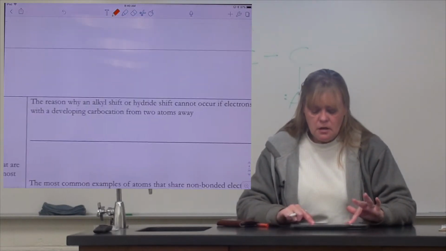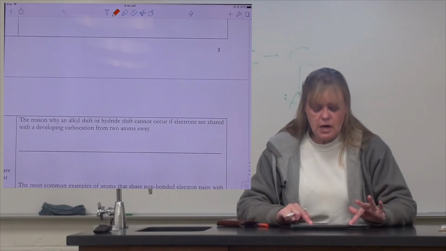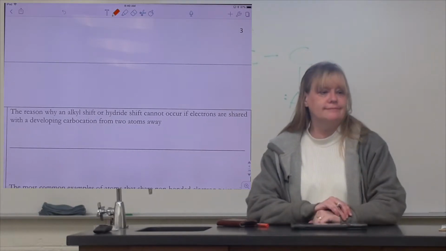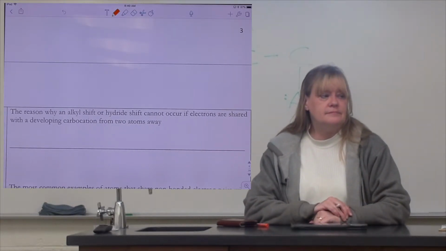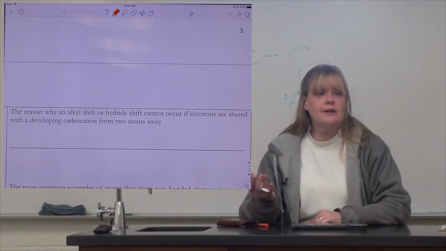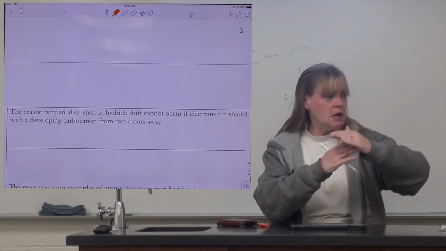All right. So the reason why an alkyl shift or hydride shift can't occur. Yeah, sort of. So you have to have an unoccupied p orbital, and it's occupied because you have that extra bond.